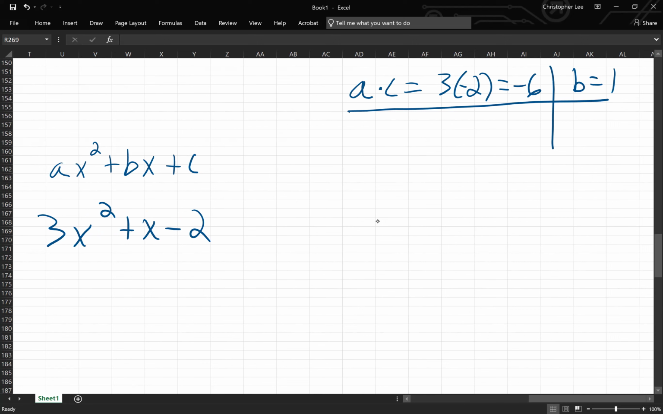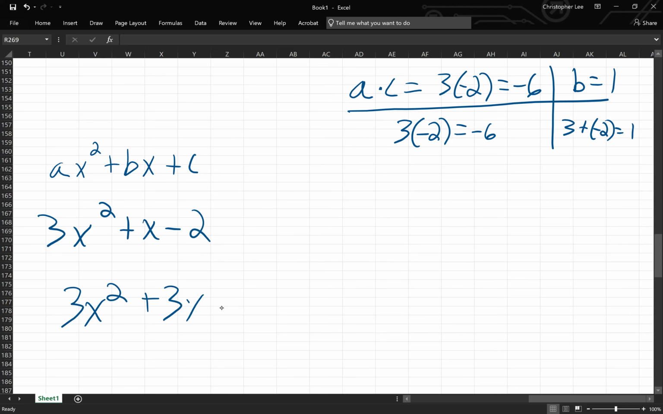Now, here's the hard part. I need two numbers that when I multiply them together will give me a negative 6, but when I add them together, will give me a positive 1. What are they? All right, so 3 times negative 2, that is negative 6. And 3 plus negative 2, that's positive 1. That's it. So now you're going to rewrite the equation that you have. You have 3x squared, but instead of the b term, you're going to use the two factors that you found. So plus 3x minus 2x minus 2.